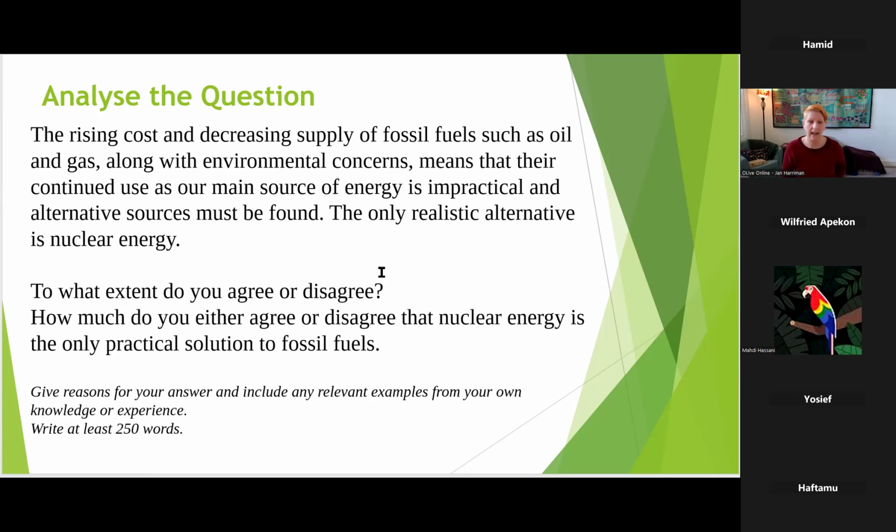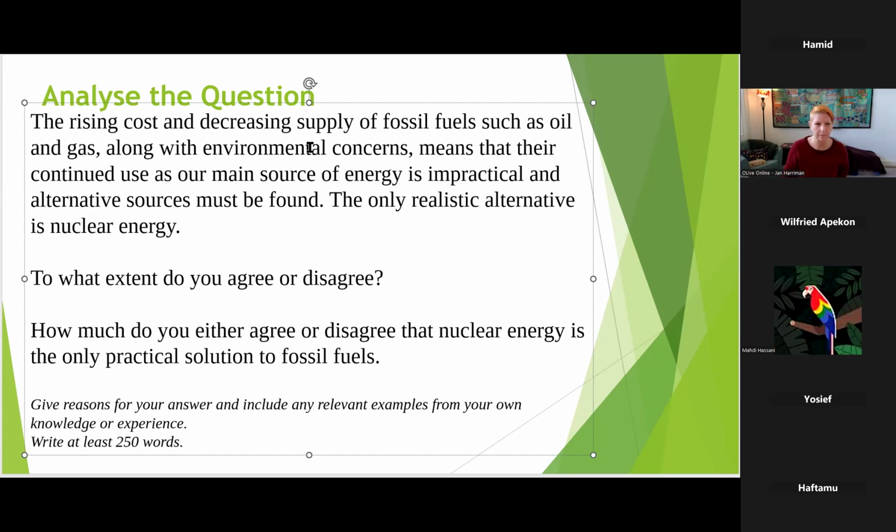The rising cost and decreasing supply of fossil fuels such as oil and gas, along with environmental concerns, means that their continued use as our main source of energy is impractical and alternative sources must be found. The only realistic alternative is nuclear energy. So, to what extent do you agree or disagree? All right. That's the question. Sorry, that should have been separate. Okay.